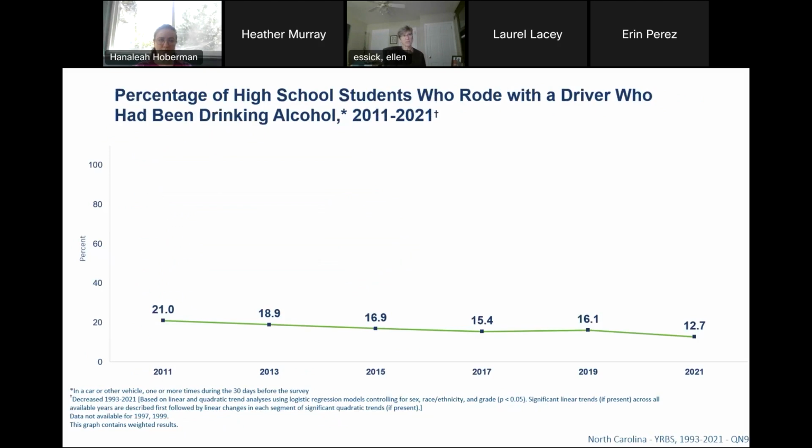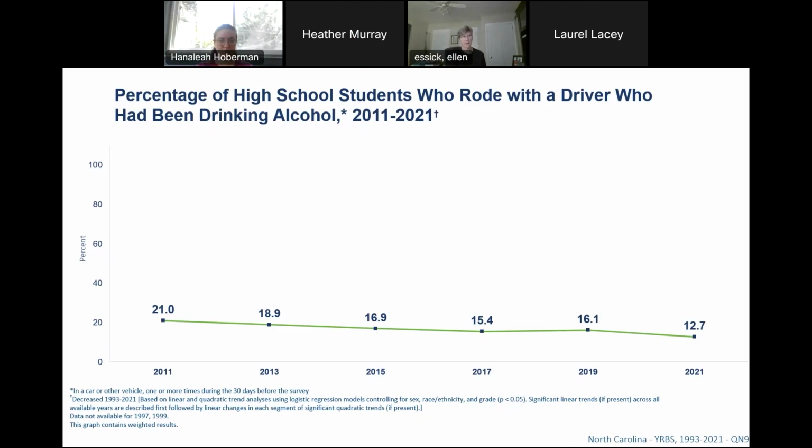Then we ask our students if they are riding with someone who's been drinking alcohol, and that has consistently gone down. It's just been a gradual decrease over time as there have been more education campaigns and students have learned a lot more about driving while impaired. So that has gone from 21% in 2011 all the way down to 12.7% in 2021. So we have seen a decrease in students who rode with someone who had been drinking. And that's the high school.